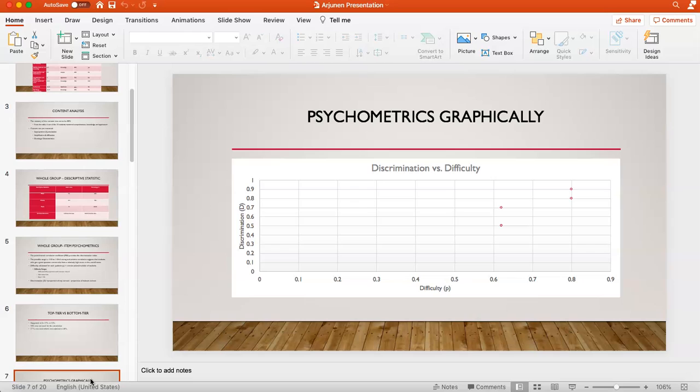On this screen, we have a chart showing the correlation between discrimination and difficulty. If we notice here, 2 of the questions were ideal, and most of the questions were easy, which is focused on this area here at 0.8.